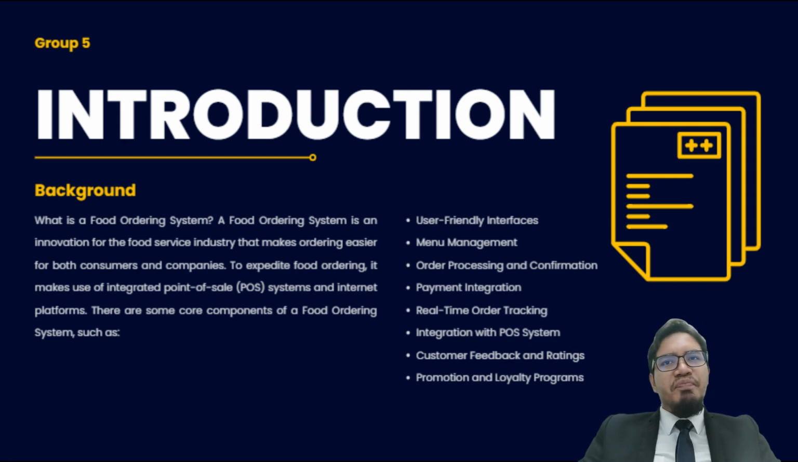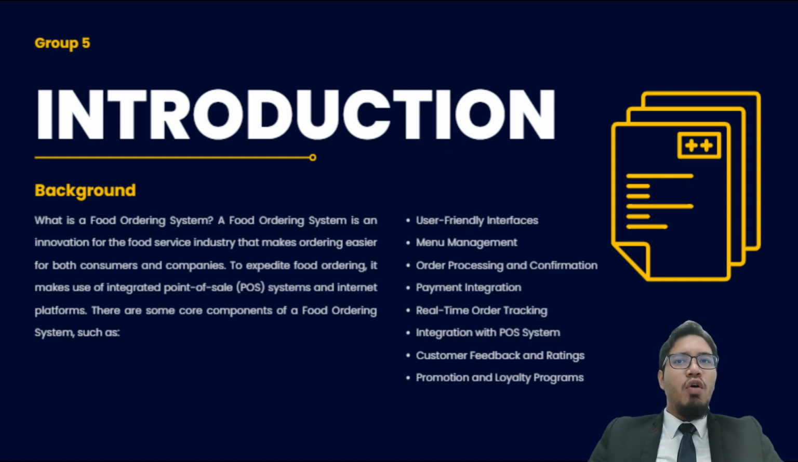What is food ordering system? Food ordering system is an innovation for the food service industry that makes ordering easier for both consumers and companies. To expedite food ordering, it makes use of integrated point of sale systems and internet platforms.